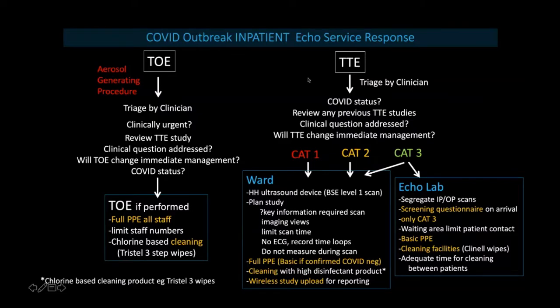In terms of transthoracic echo for our category 1 and 2 patients, the issue here is movement, and we don't want to move infected patients to different areas. So we will go to the ward. The focus is around using easily portable devices, so these handheld ultrasound devices. We limit the scan to focus on the clinical question. So we will plan our scan, we'll take limited images, but make sure that it's still comprehensive and we don't need to go back. We won't measure at the time, we won't use ECG.